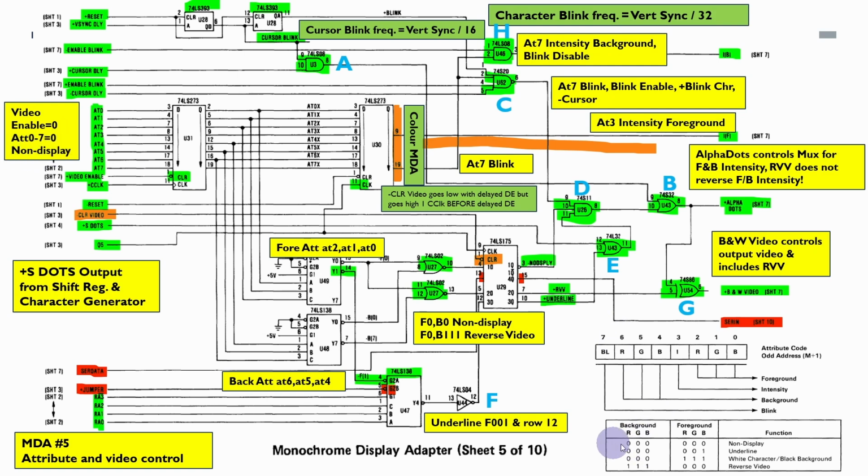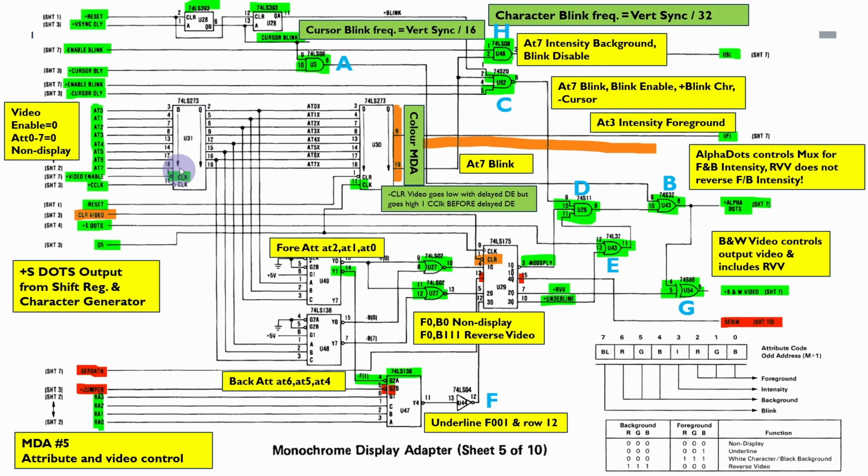And you will see when we look at the attribute values down here that non-display is basically foreground 0, background 0. The output of the character generator actually comes in the form of this S dots output. So this comes from the character generator and the shift register. So this is where our bit stream for our chosen character actually comes into this.